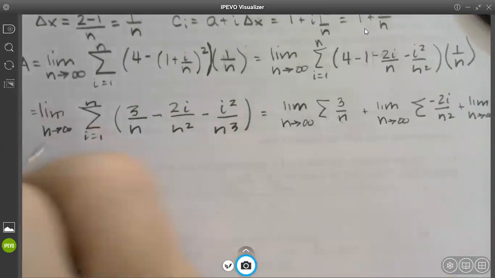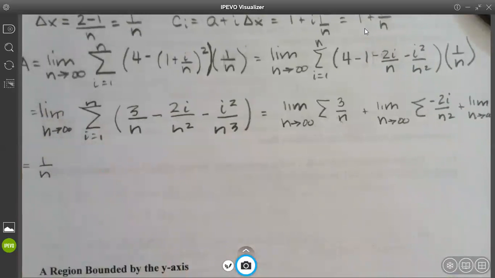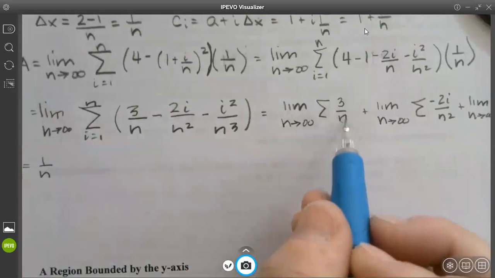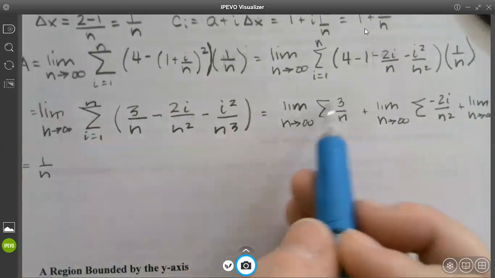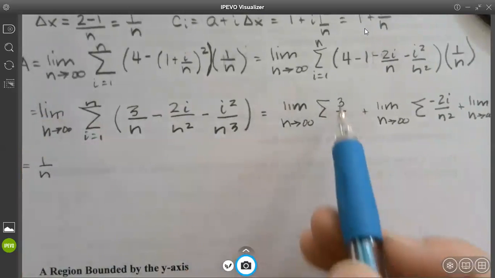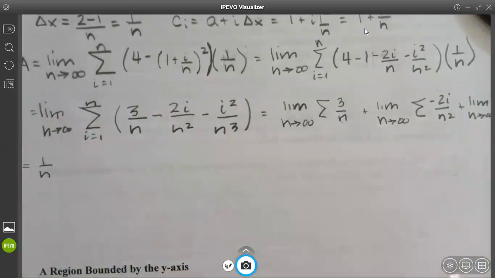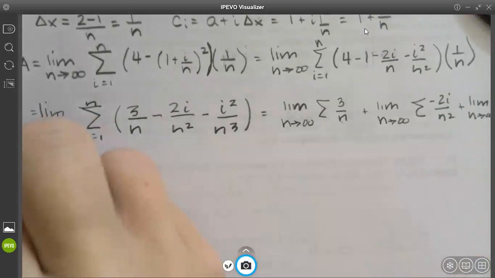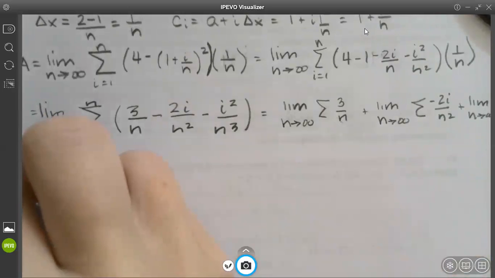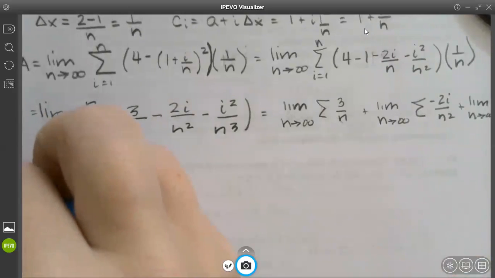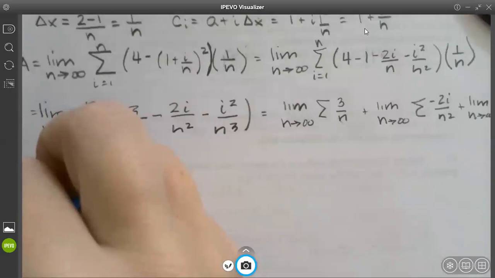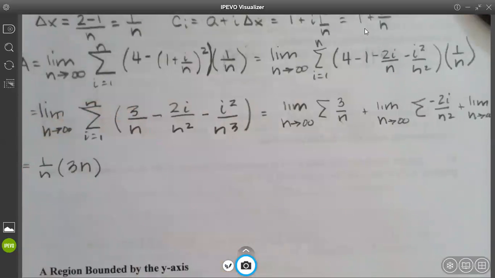1 over n. We're going to go ahead and do, I didn't put the limit in front, but we'll get there in a minute. I just didn't write limit. So we're going to go ahead and do the summation of 3 because I took out 1 over n. What's the summation of 3? 3. What's the summation of a constant? Constant times n, so 3n, right?